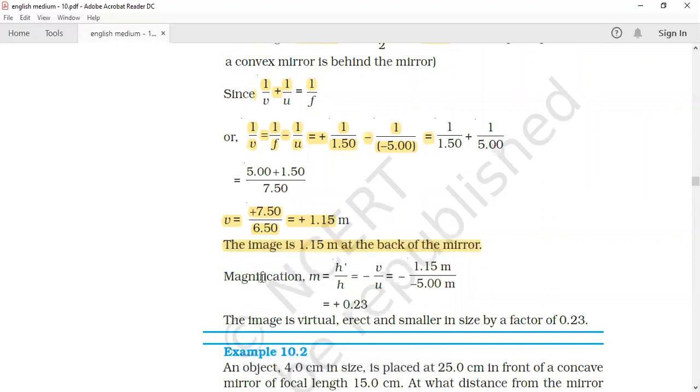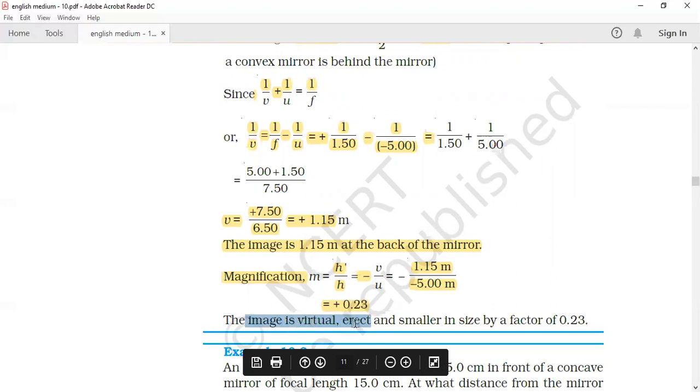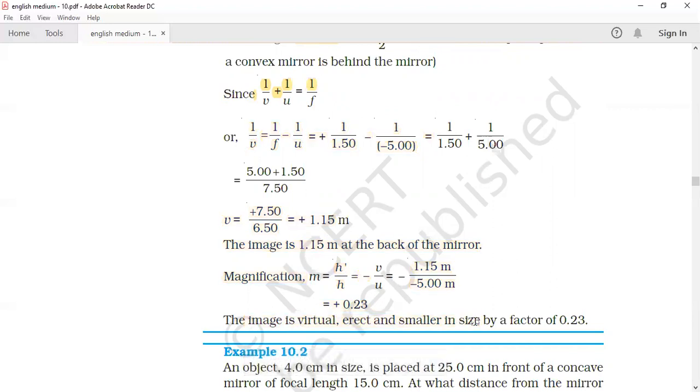So magnification we found here. So h dash by h means minus v by u. It is a minus because it's a mirror. We put the v value and the u value. So definitely we found the plus answer 0.23. The image is virtual, erect, and smaller in size by a factor of 0.23. So friends, numericals are very easy.